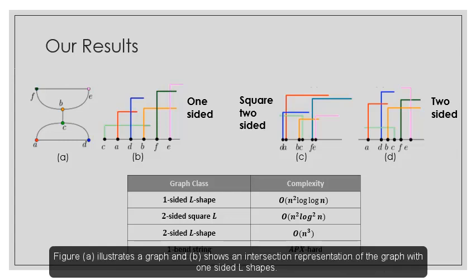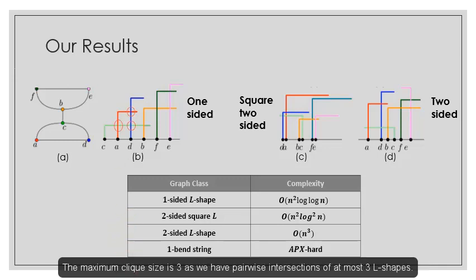Figure A illustrates a graph and B shows an intersection representation of the graph with one-sided L-shapes. The maximum clique size is 3, as we have a pairwise intersection of at most 3 L-shapes.